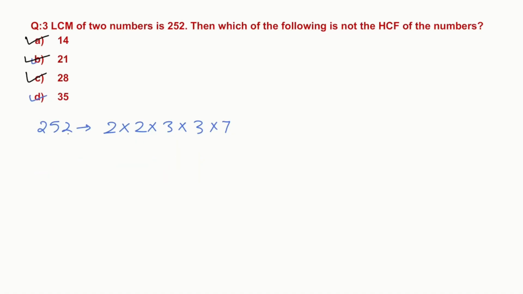Now we will find the factors of 35. So factors of 35 are 5 times 7. So we have 7 in 35, we have 7 in 252. We have 5 in 35, but we don't have 5 in 252. So 35 cannot be the HCF of these two numbers.